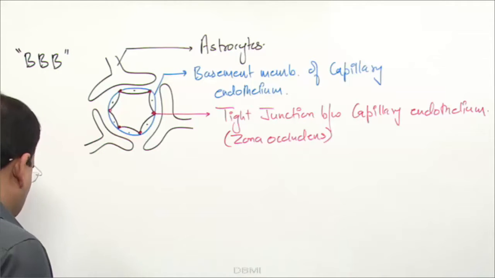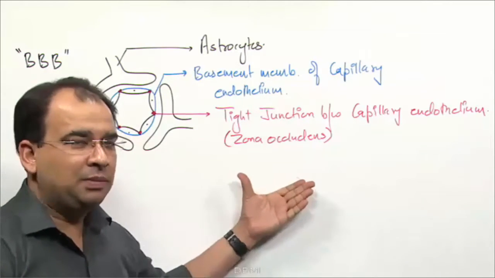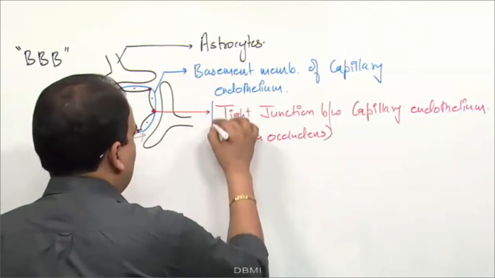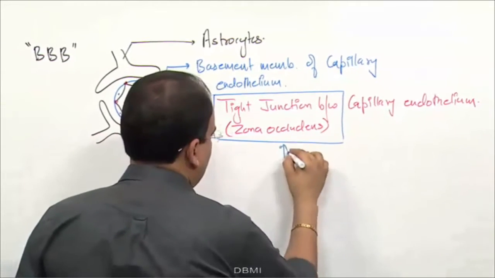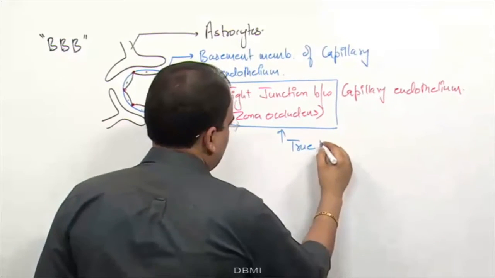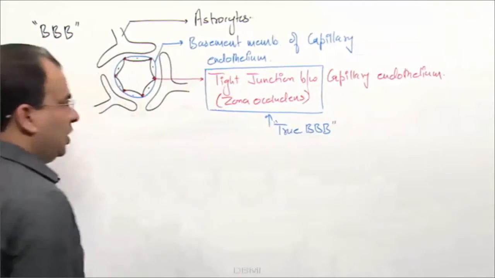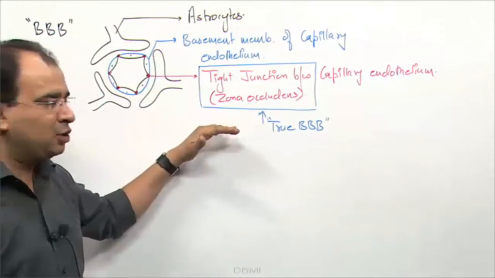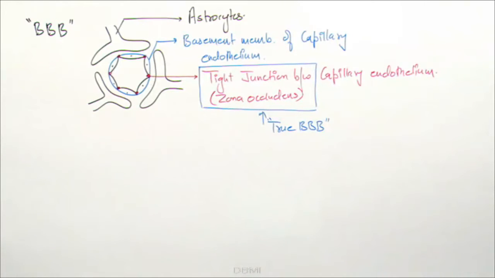Now if the question is asked, what is the true blood-brain barrier out of all these three? It's not the astrocyte, it's actually the tight junction between the capillary endothelium. This is the true blood-brain barrier. So three components of the blood-brain barrier are astrocyte, basement membrane and tight junction between endothelium, but the true blood-brain barrier is only the tight junction between the capillary endothelium.